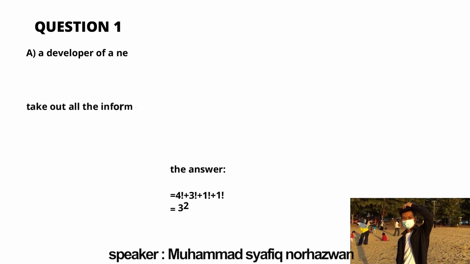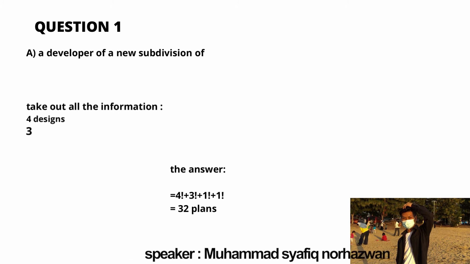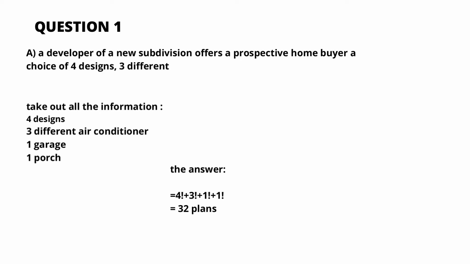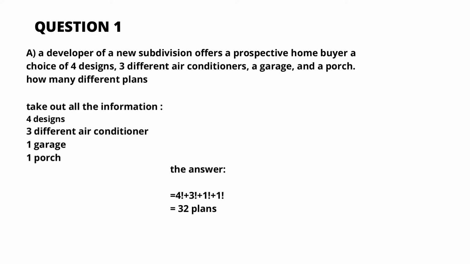So now we're going to take a look at question 1A. A developer of a new subdivision offers a prospective home buyer a choice of 4 designs, 3 different air conditioners, a garage, and a porch. So how many different plans are available for this buyer? First of all, we're going to take out all of the information, which we have: 4 designs, 3 different air conditioners, 1 garage, and 1 porch.